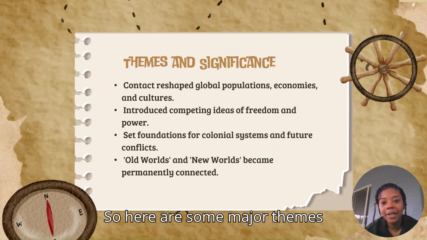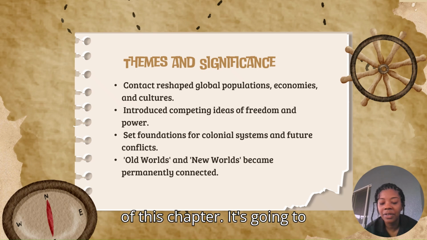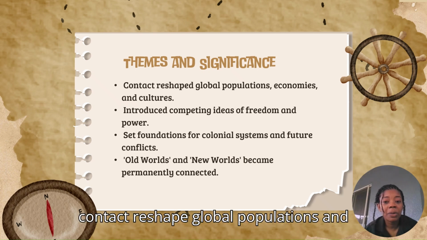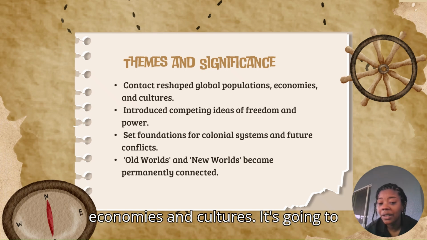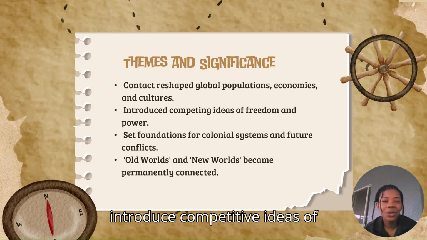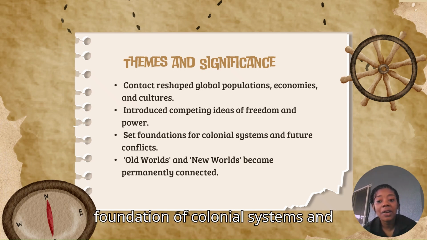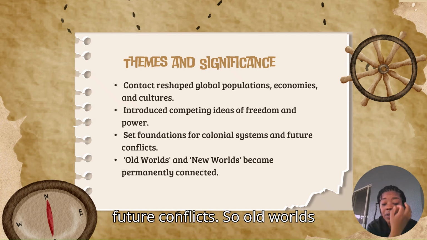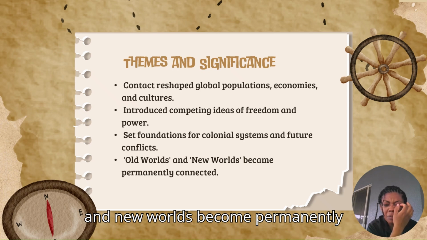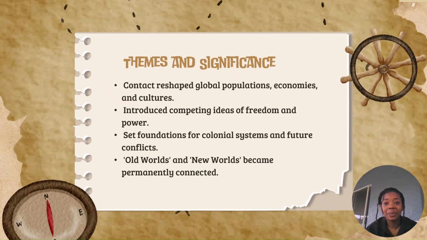So here are some major themes of this chapter. Contact reshaped global populations, economies, and cultures. It introduced competing ideas of freedom and power. It set the foundation of colonial systems and future conflicts. So old worlds and new worlds became permanently connected.